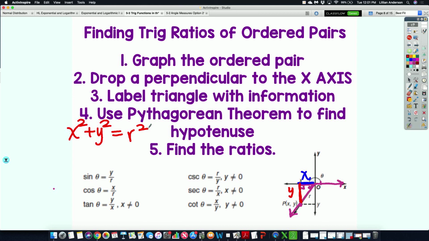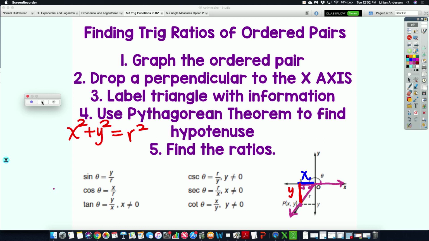And then, of course, you find the ratios. So these are the same ratios, these are the same opposite and adjacent, opposite and hypotenuse, et cetera, that we had before. It's just in retrospect of an ordered pair inside of a coordinate plane. As we can see, hopefully you haven't forgotten from the first lesson of this unit, cosecant is the reciprocal of sine, that's why it's r over y. Secant is the reciprocal of cosine, that's why it's r over x. And cotangent is the reciprocal of tangent, which is x over y.